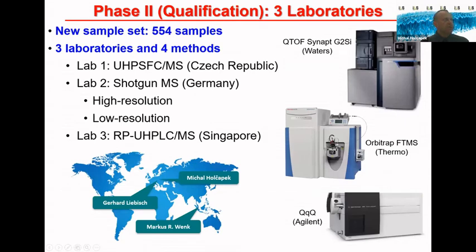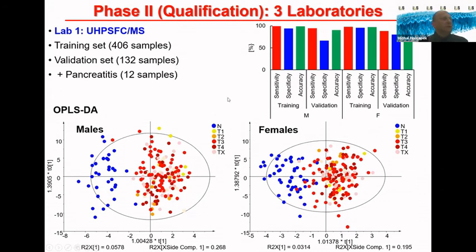For phase 2, we invited colleagues Gerhard Liebisch from Germany and Markus Wenk from Singapore, and they added 2 shotgun approaches with high and low resolution in Germany and reverse phase chromatography in Singapore. And we used over 500 samples. Here you may see again similar results obtained by individual laboratories, including sensitivities, specificities, and accuracies, both for the training set, meaning known classification to analytical chemists, and the validation set, meaning that the classification was not disclosed to analytical chemists before reporting the results.